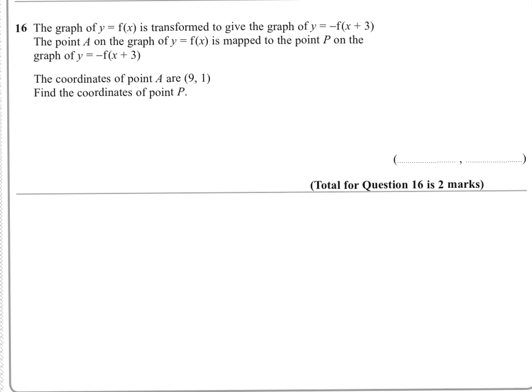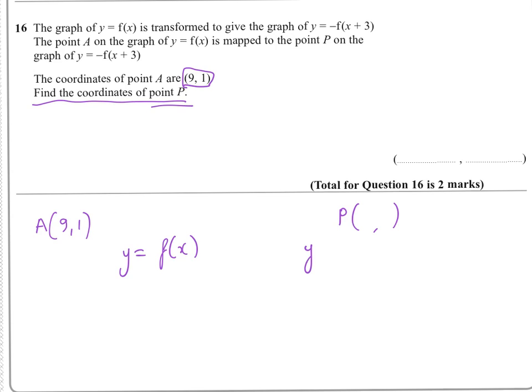Question 16. The graph of y equals f of x is transformed to give the graph of y equals negative f of x plus 3. And we're given a coordinate 9, 1, and that's the point A. And that's on the graph of y equals f of x. What we have to do is find the coordinates of the point P, and that's on the transformed graph, y equals minus f of x plus 3.